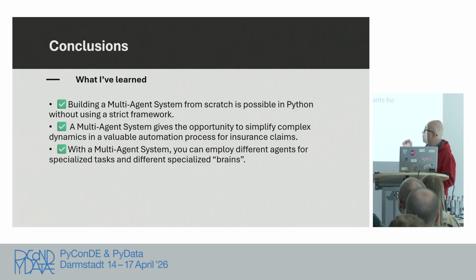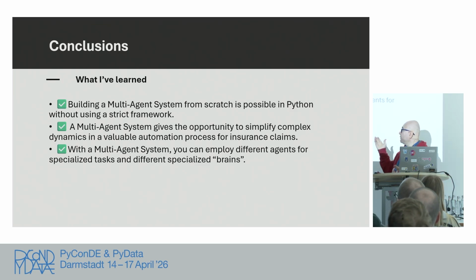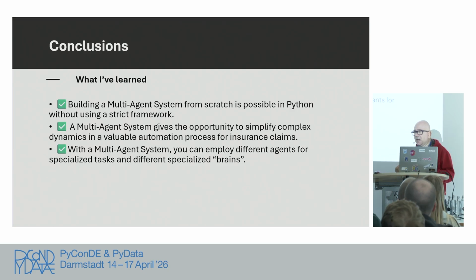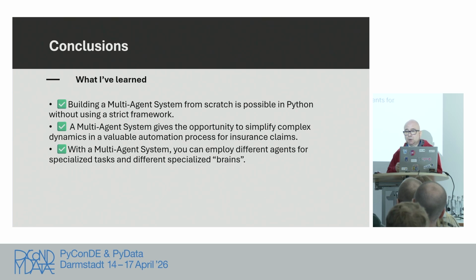Also, what is the opportunity from the multi-agent system? The opportunity is that you can break down complex tasks, such as claim processing, into sub-tasks, and then you can create an end-to-end pipeline. You can create your multi-agent system not only with specialized agents, but also using different brains, different types of language models and visual language models. I used OpenAI and Perplexity for different tasks.